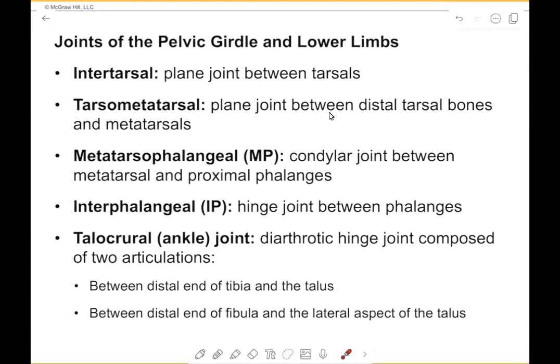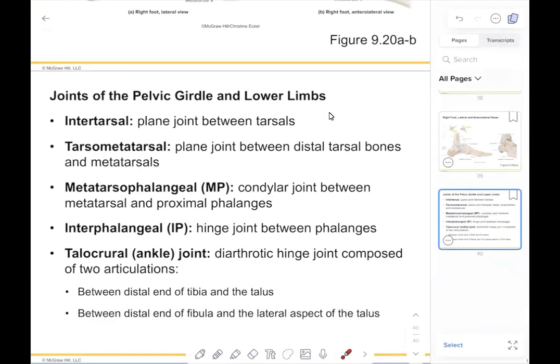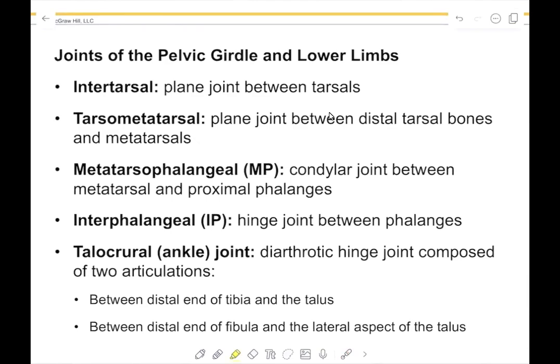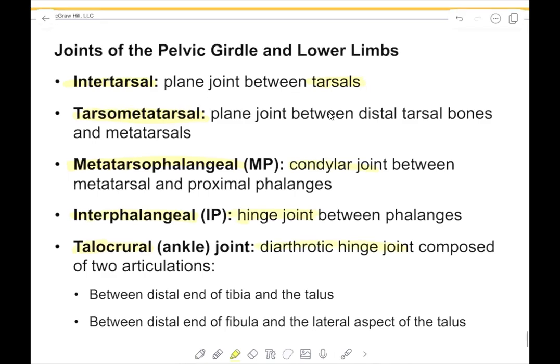So some joints of the pelvic girdle and lower limbs are shown here. And those would include the intertarsal joints, which are plain joints between the tarsals, kind of like the joints that were between the carpals, the tarsometatarsal joints, metatarsophalangeal joints, a condylar joint, interphalangeal joints, which are hinge joints between the phalanges, and the talocrural joint or the ankle joint, which is a diarthrotic hinge joint also.